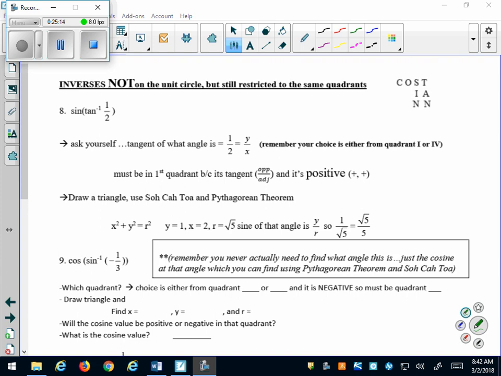All right. So this first one is broken down into the steps here for you. This is trying to sort of explain how to do it. So you're referring to down below this, okay? So what you're asking yourself is the tangent of what angle is 1/2? Well, there's nothing on the unit circle that has a tangent equal to 1/2. That just isn't on the unit circle. So we have to draw ourselves a triangle on the coordinate plane.